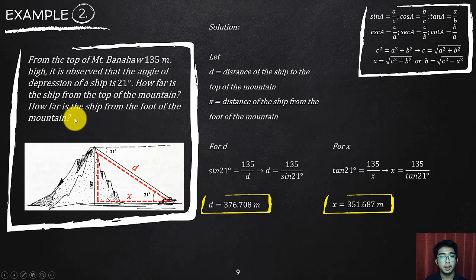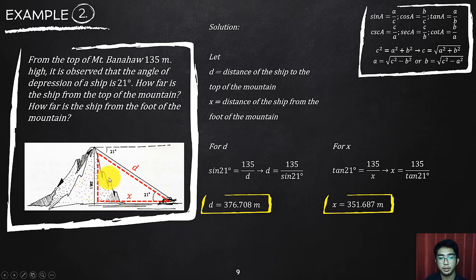Okay, now what about the distance of the ship from the foot of the mountain? So we let x, as I said a while ago, be the distance of the ship from the foot of the mountain here. So this is now a horizontal distance. We have an angle, 21 degrees, again. We have its opposite side, and we're looking for the adjacent side.